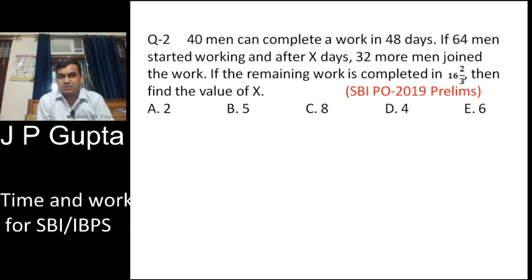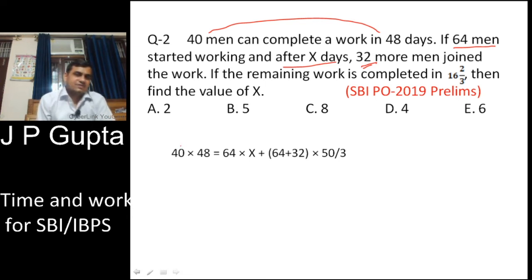Look at the scenario. 40 men can do a work in 48 days. In the second case, it's not like how many days will be required for 64 men. They have modified the instruction: 64 men started working and after X days the situation changed. So case 1 is in one part, but case 2 has been broken into two parts. In part 1 there are 64 men, in part 2 32 more men join. So obviously the situation will be different here, but again the basic concept will be applied, that is M1 D1 equal to M2 D2.